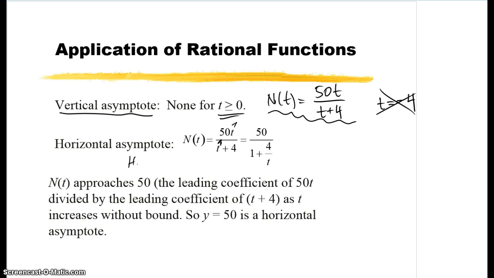So the horizontal asymptote here is going to be 50, the leading coefficient of the top, over 1, the leading coefficient of the bottom. That gives you 50. So the horizontal asymptote here is really y equals 50. So N(t) approaches 50 as t increases without bound. So y equals 50 is a horizontal asymptote.